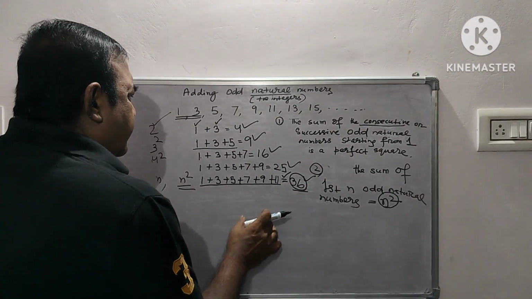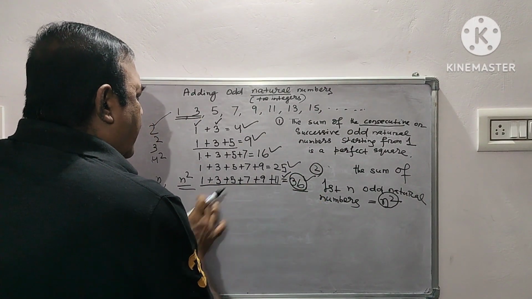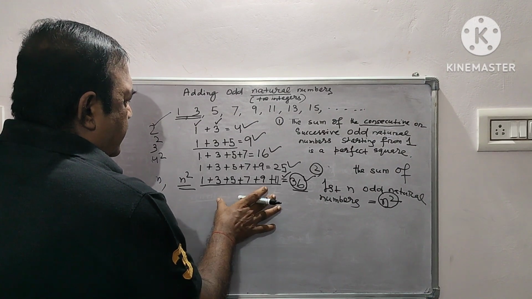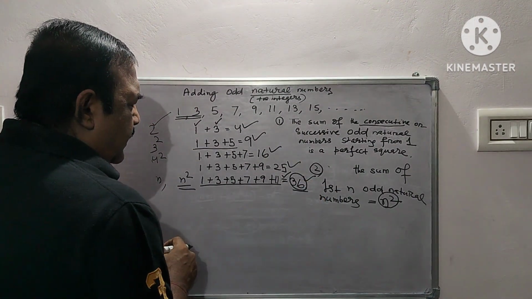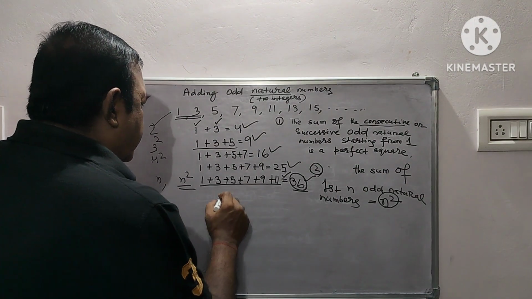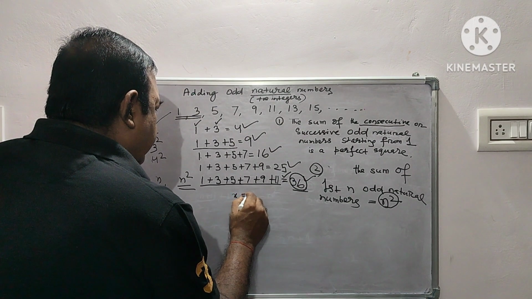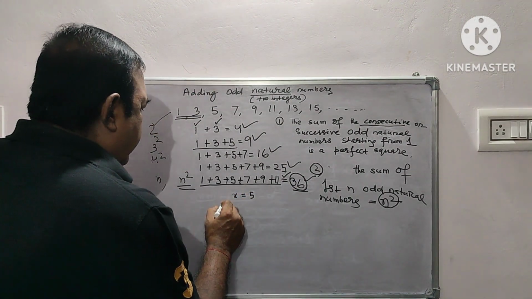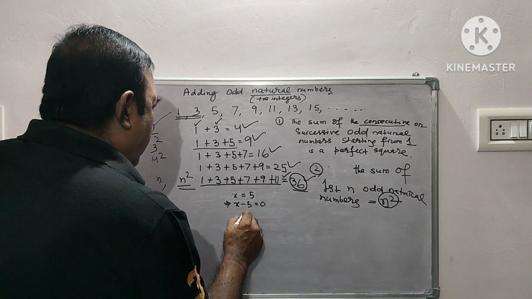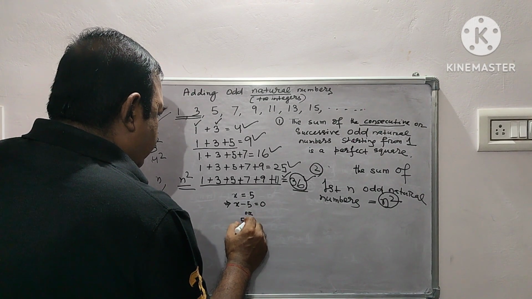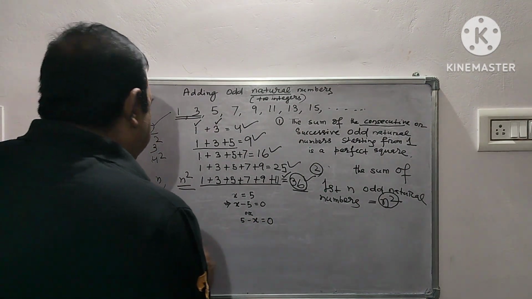So if I subtract 36 from the sum, or if I subtract the left hand side value from the right hand side value, definitely the difference will be 0. Yes, sir? So you see, suppose x is equal to 5, that implies x minus 5 is equal to 0, or 5 minus x is equal to 0. Okay?